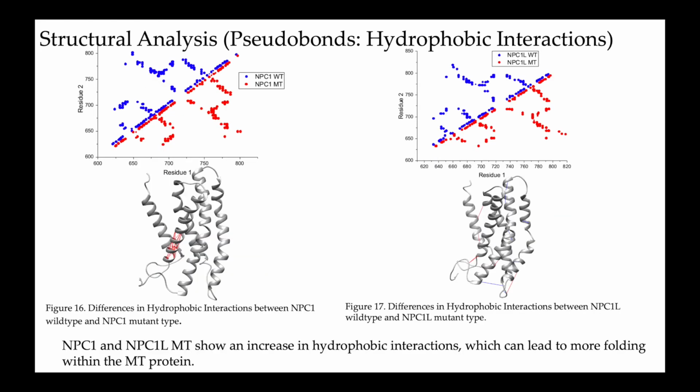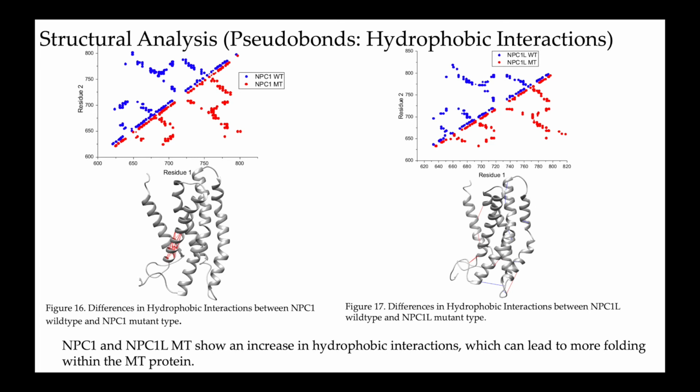So next, let's compare the mutant type and the wild types for both NPC1 and NPC1-like. In NPC1, as we can see in Figure 16, there are mostly increases within that one particular alpha helix, with a total of 174 changes. There are 13 decreases and 161 increases, meaning that there are more hydrophobic interactions, or at least a higher frequency.